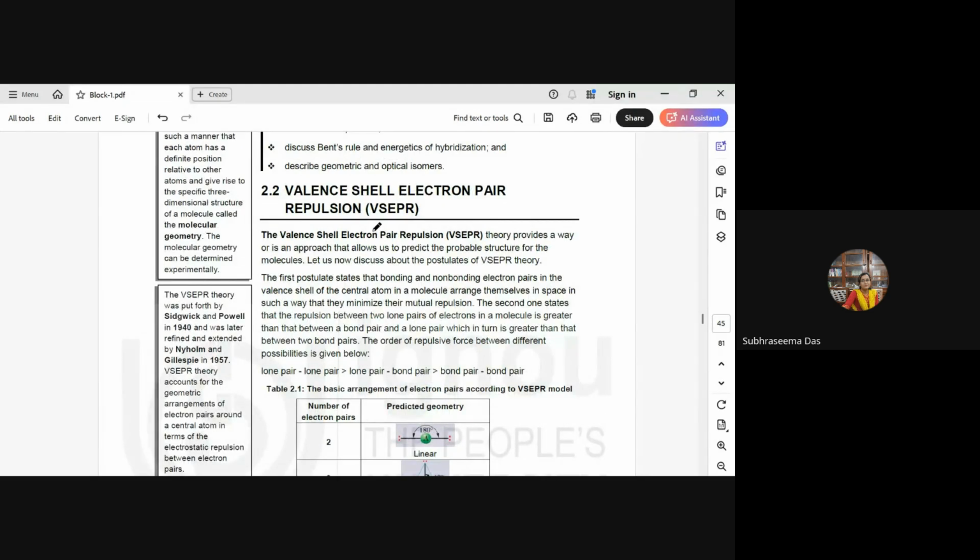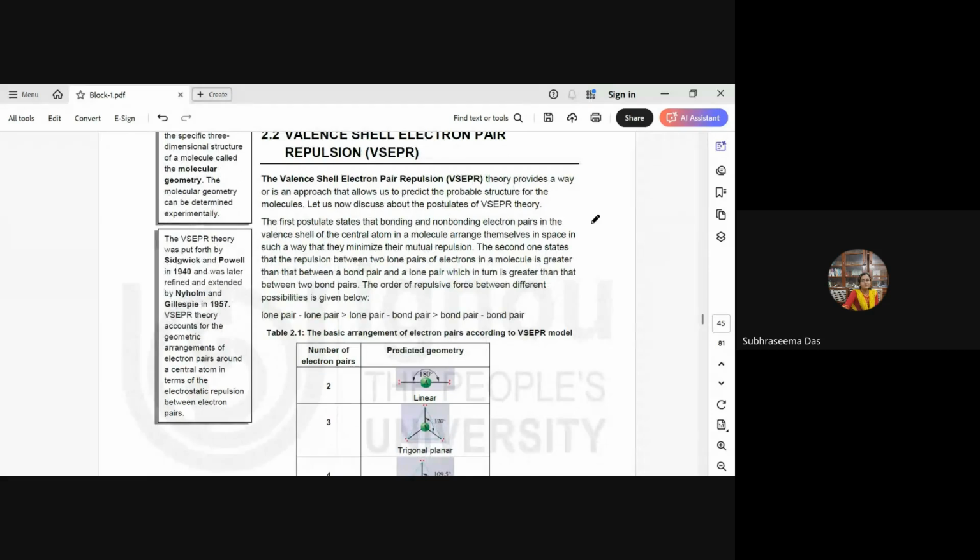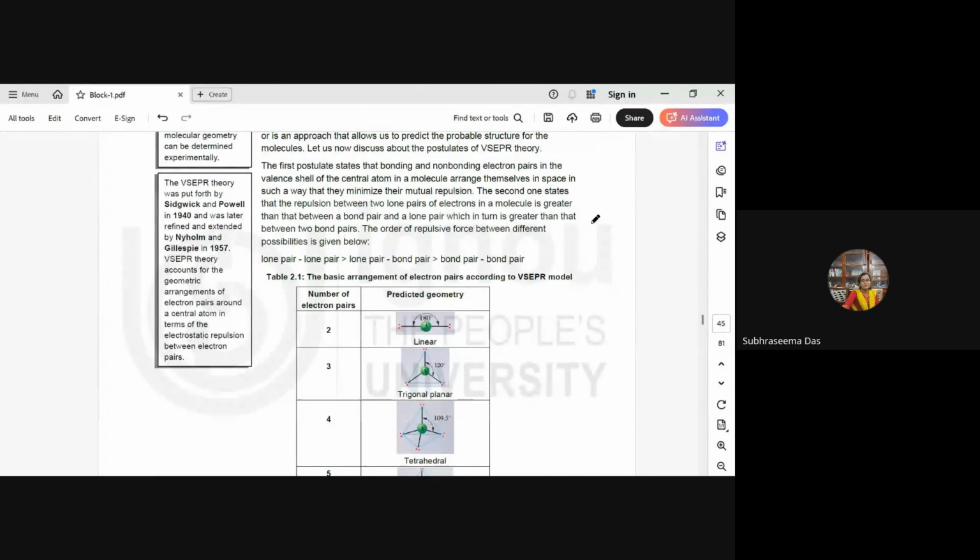So we'll start with the valence shell electron pair repulsion theory, that is the VSEPR theory, and it is one of the simplest ways to predict the probable structure of a molecule. This theory is based on certain assumptions. The first postulate states that the bonding and non-bonding electron pairs in the valence shell of the central atom in a molecule arrange themselves in such a way as to minimize their repulsion.